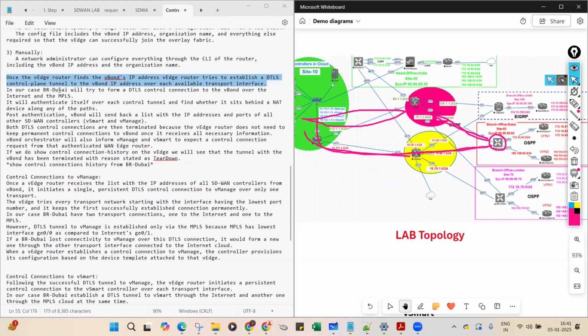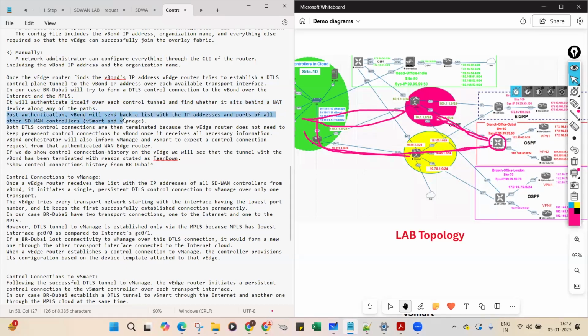So in our case, branch BR Dubai will try to form a DTLS control connection to vBond over internet and MPLS as we discussed. It will authenticate itself over each control tunnel and find whether it sits behind a NAT device along any of the paths. So if these routers are sitting behind the NAT configuration, that will be collected by the vBond and shared to the vManage so that the controllers can know how to reach this router for the authentication.